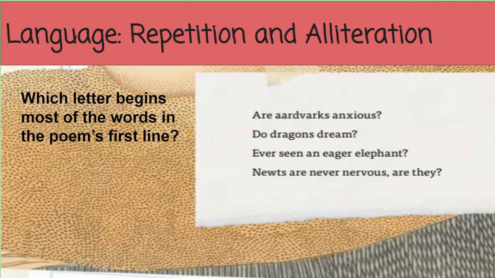All right, in this station, we're going to take a look at repetition and alliteration. So we're going to start on page 15 where our Ask Aiden poem is. And let's just reread that poem real quick. Are aardvarks anxious? Do dragons dream? Ever seen an eager elephant? Newts are never nervous, are they?